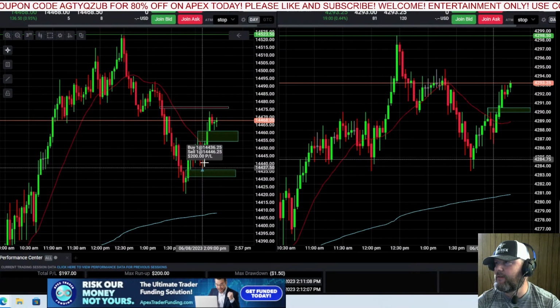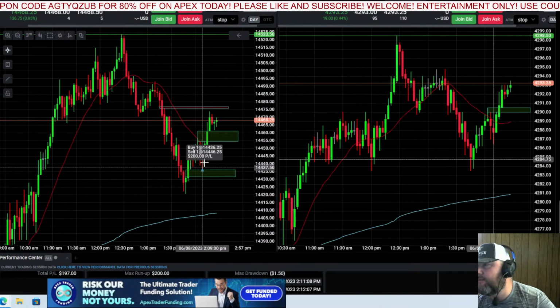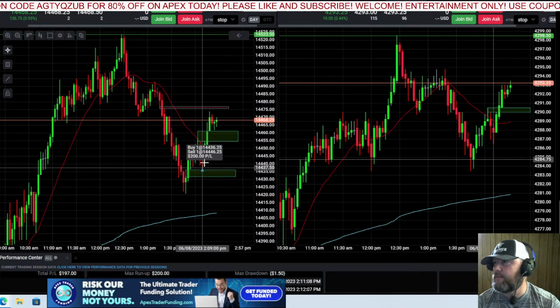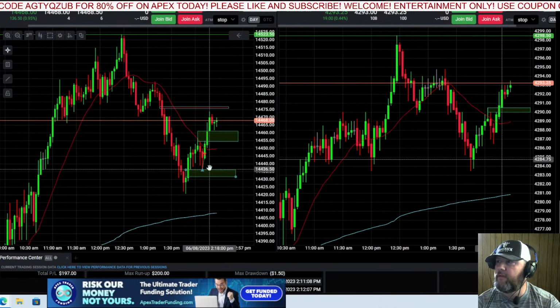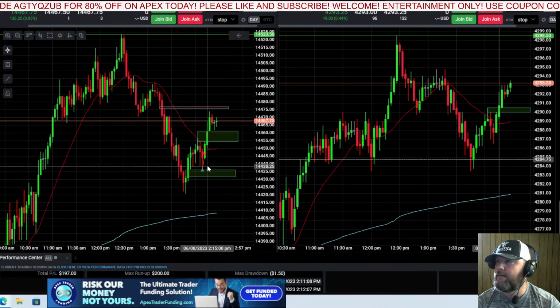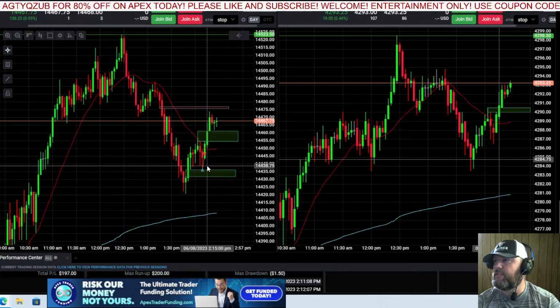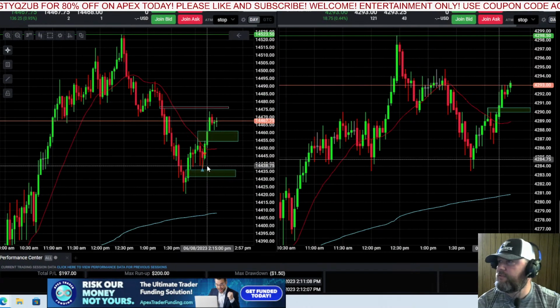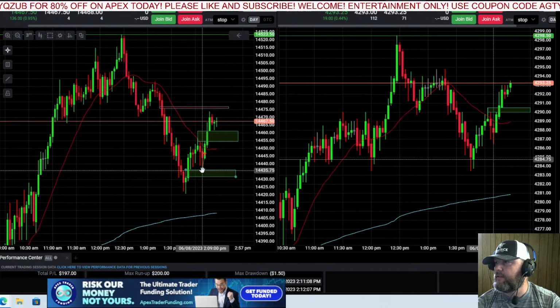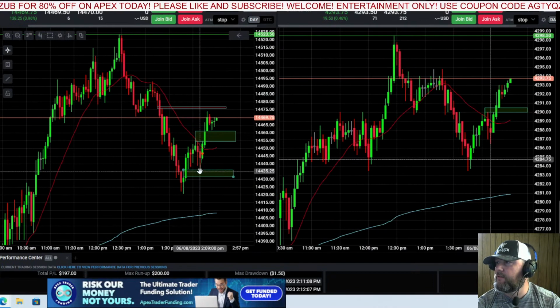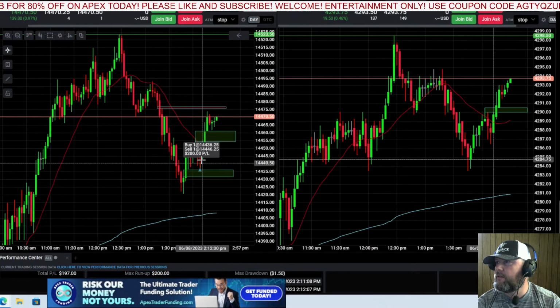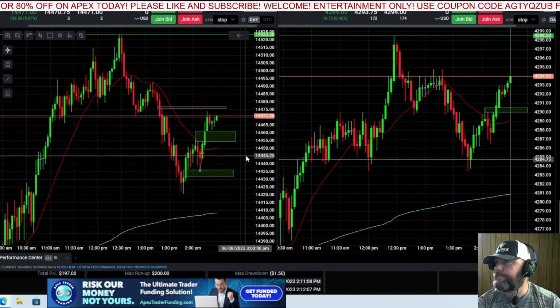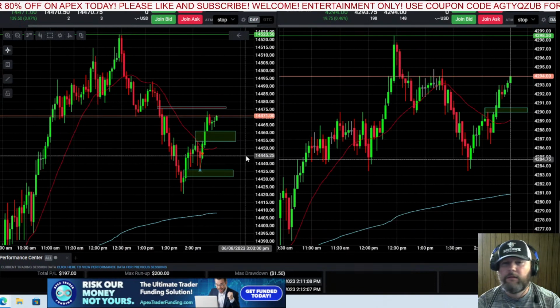I have got to work on not moving the stop so fast. There was very little reason to move the stop there. Could have just moved it to break even. Never even would have got tagged. Could be holding this from down here in the 36 area. 35, whatever it was. 36 and a quarter. That's all right.